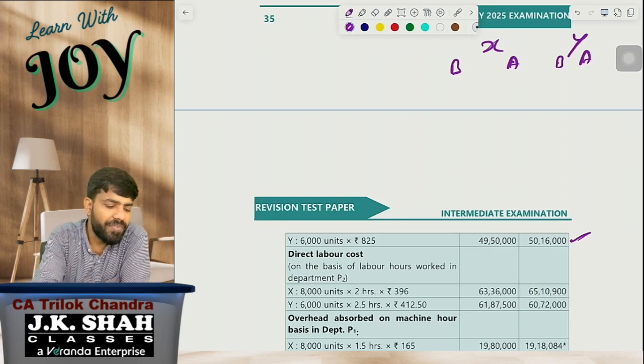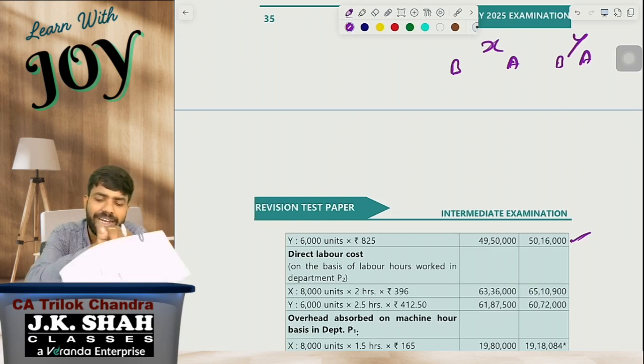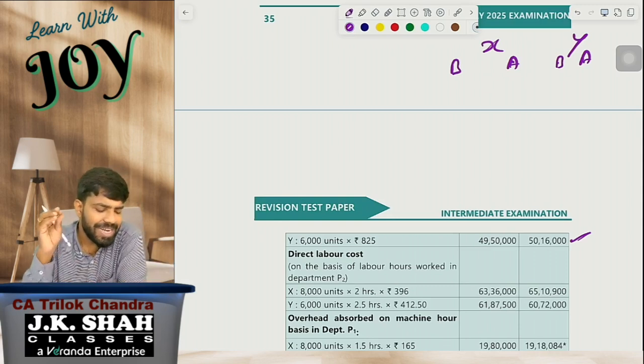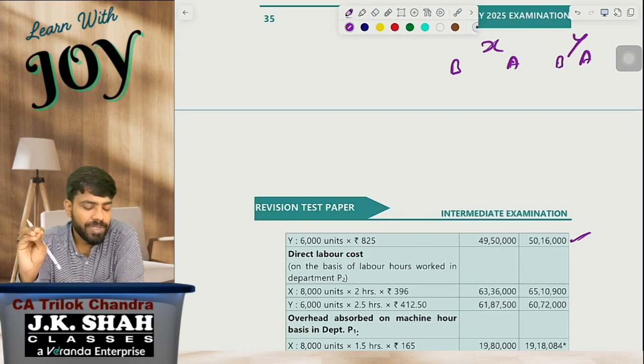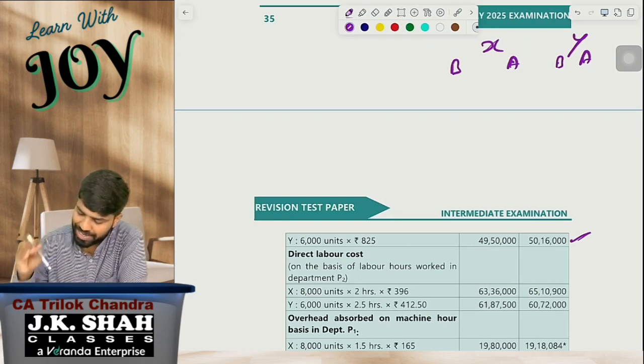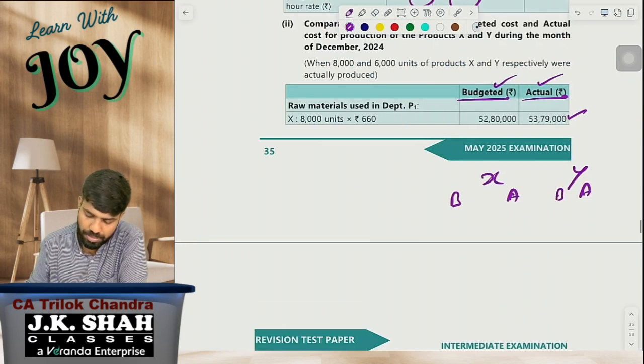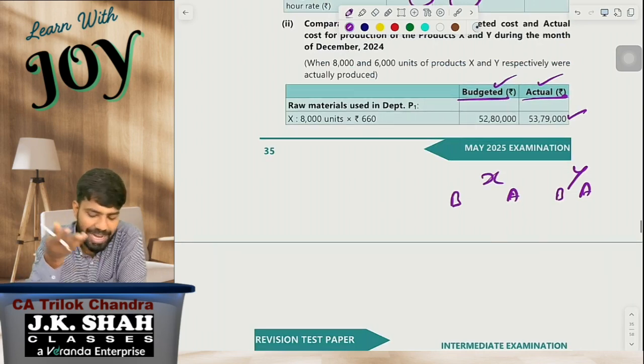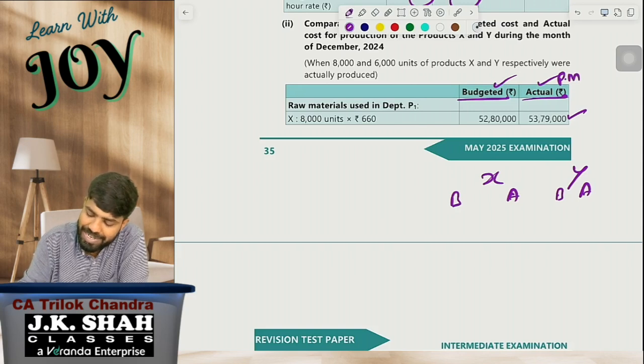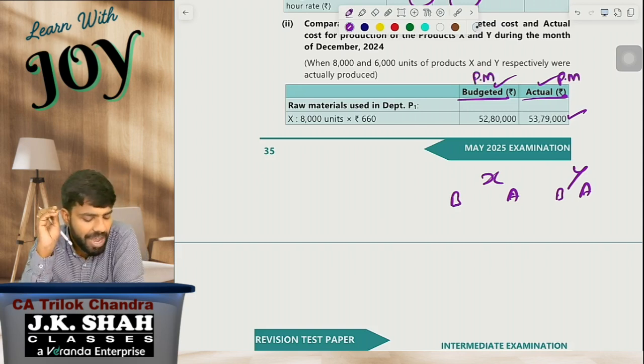Now budget. When it comes to budget, we need to calculate. Here they have given budgeted raw material cost per unit 660. So 660 into how many units? 1 lakh units, you will be getting 6 crore 60 lakhs. Sorry, that is not 1 lakh units. One more thing: actual is per month that we have taken, so budget also should be per month. Budget also we have to take per month.